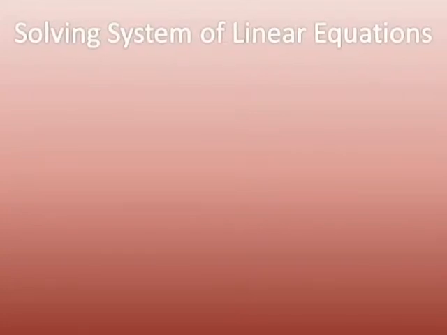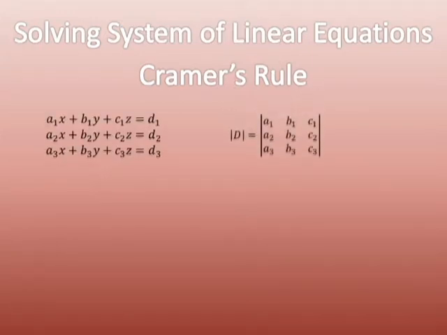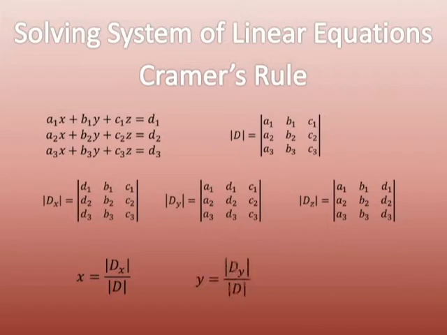We can use determinants when solving a system of linear equations. This is also called Cramer's rule. Find the determinant of the coefficients. Label this D. Then replace the x column with the constants and find the determinant. This will be Dx. Do the same with y and z. To find x, y, and z, divide each of those determinants by the coefficient determinant.